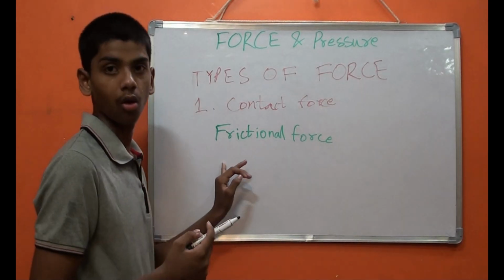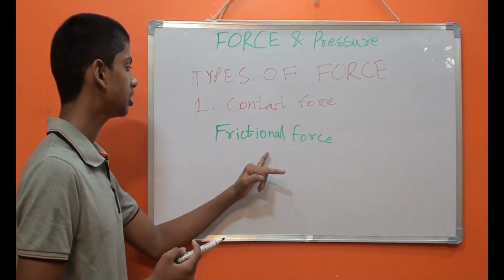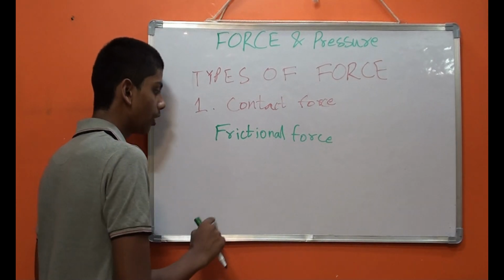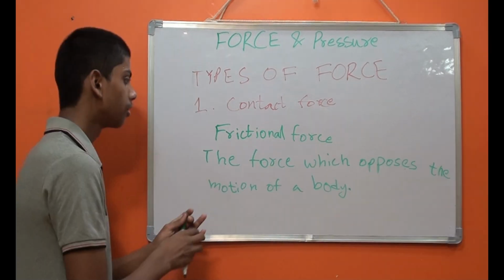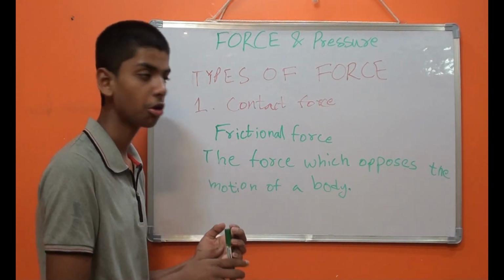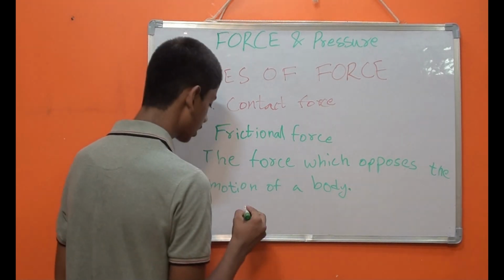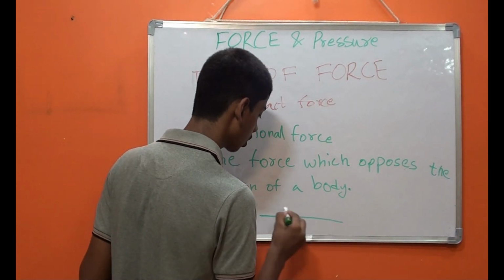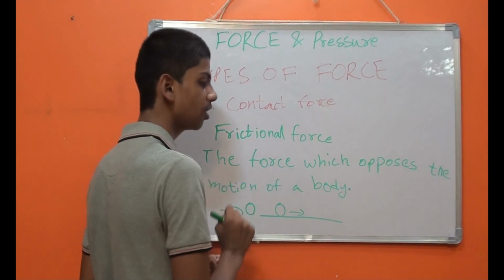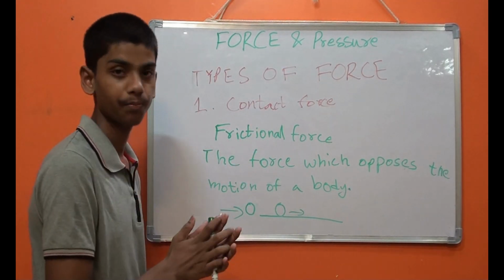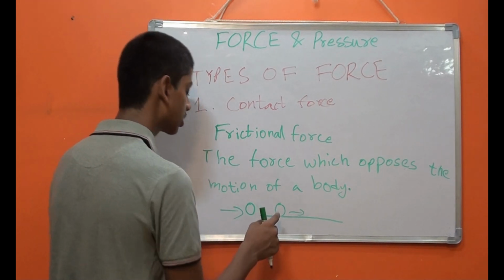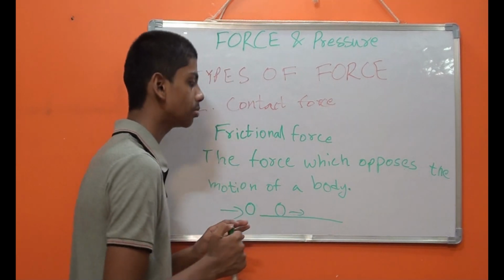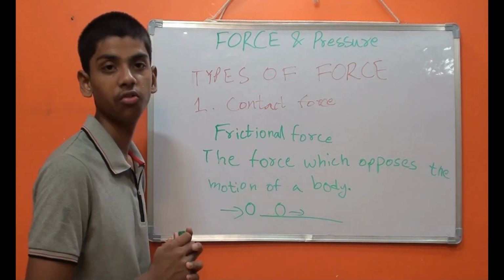So friends, what is frictional force? This is the next type of contact force. We can define frictional force as the force which opposes the motion of a body. For example, let's take a ball and you kick the ball. Now the ball is rolling on the ground. Now the frictional force stops the ball. As you all might have noticed, the ball gradually stops after rolling for some time. This stops due to frictional force.